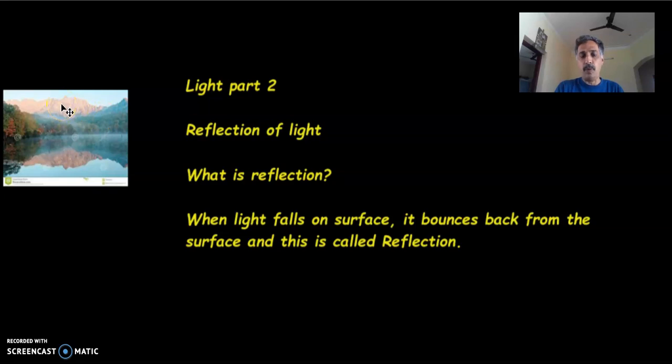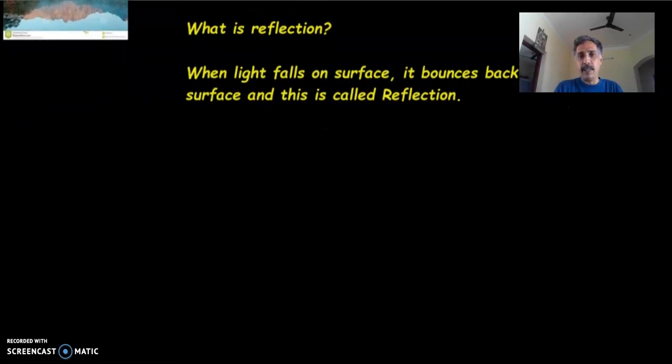So the light from the object falls on the surface and it bounces off from the surface, and this is called reflection. Let's see reflection a little bit more elaborately.